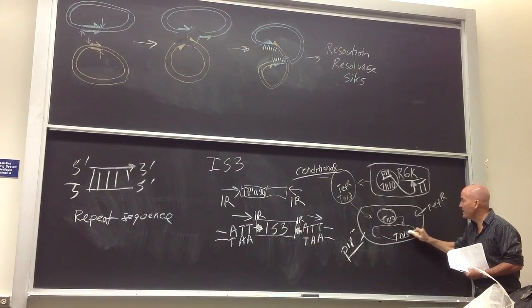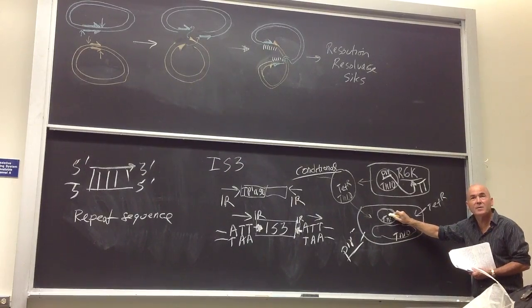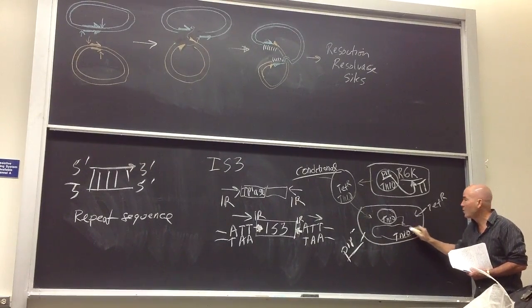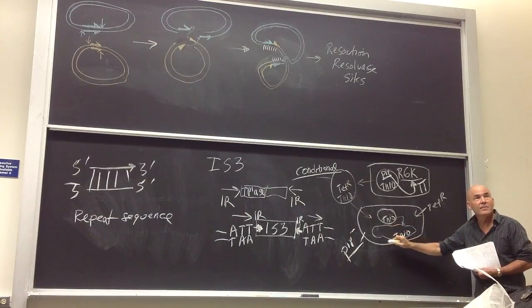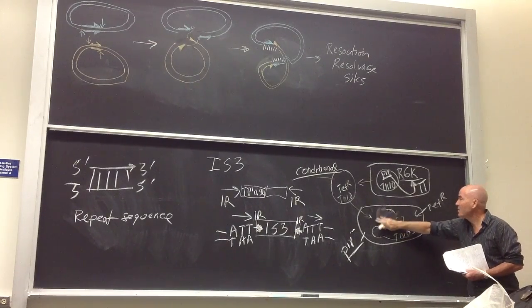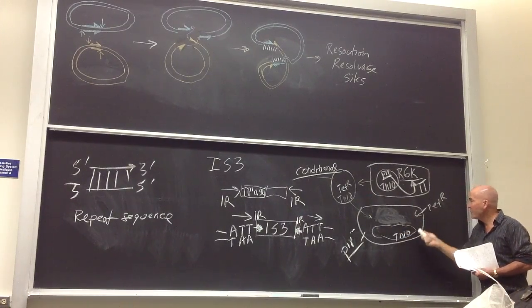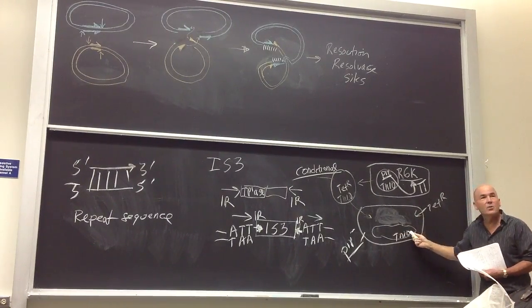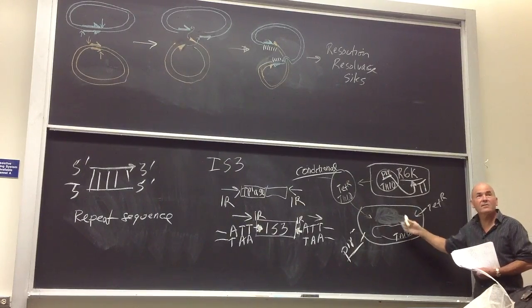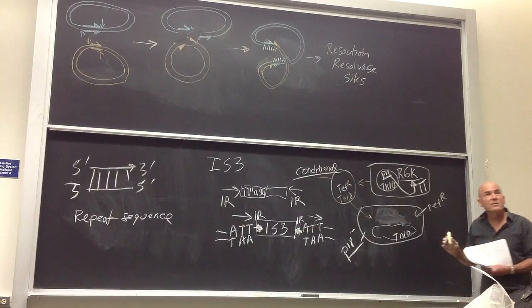Any Tn10 that escaped the plasmid and got to the chromosome will replicate with the chromosome. And the plasmid will not replicate and will be lost by attrition. And if you select for Tet resistance, you will have selected for the Tn10 to hop into the chromosome. Does everybody see that? Okay. So that's how we introduce transposons into bacteria.